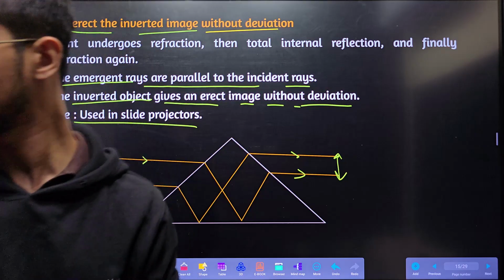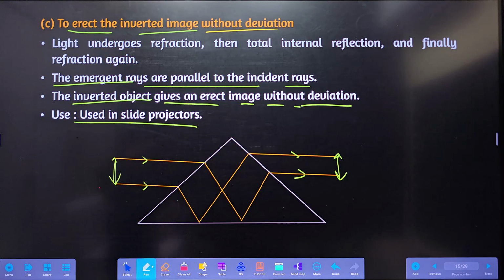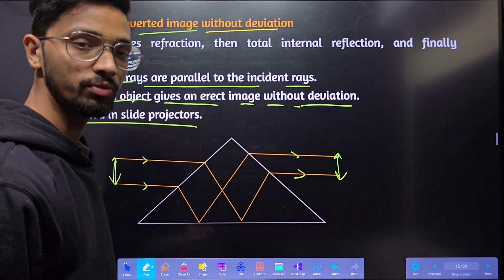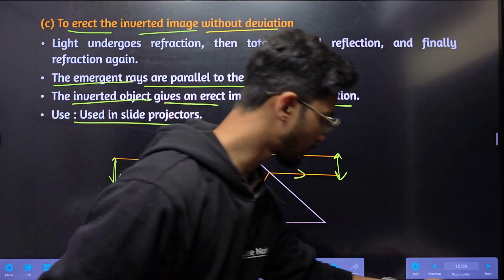Just a minute on the AC. Okay, in slide projectors.